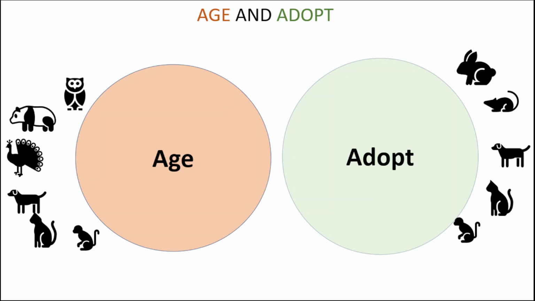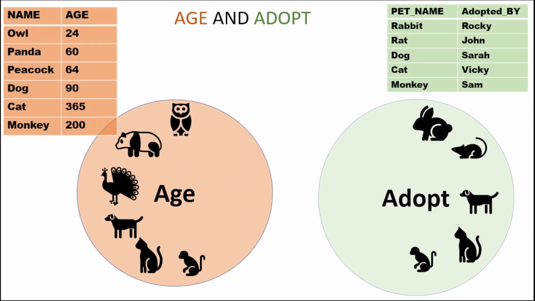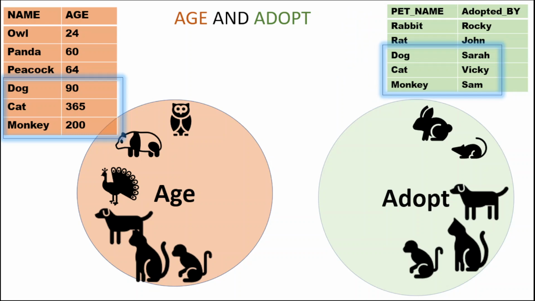Let's take an example of a pet house which is maintaining two tables, age and adapt. The left table specifies the names of the animals and their age. The right table specifies the name of the animals and who adapted them. Now, if you notice something, the dog, cat and monkey are common rows in both these tables. Hence, the name and the pet name from both the tables are our primary keys.